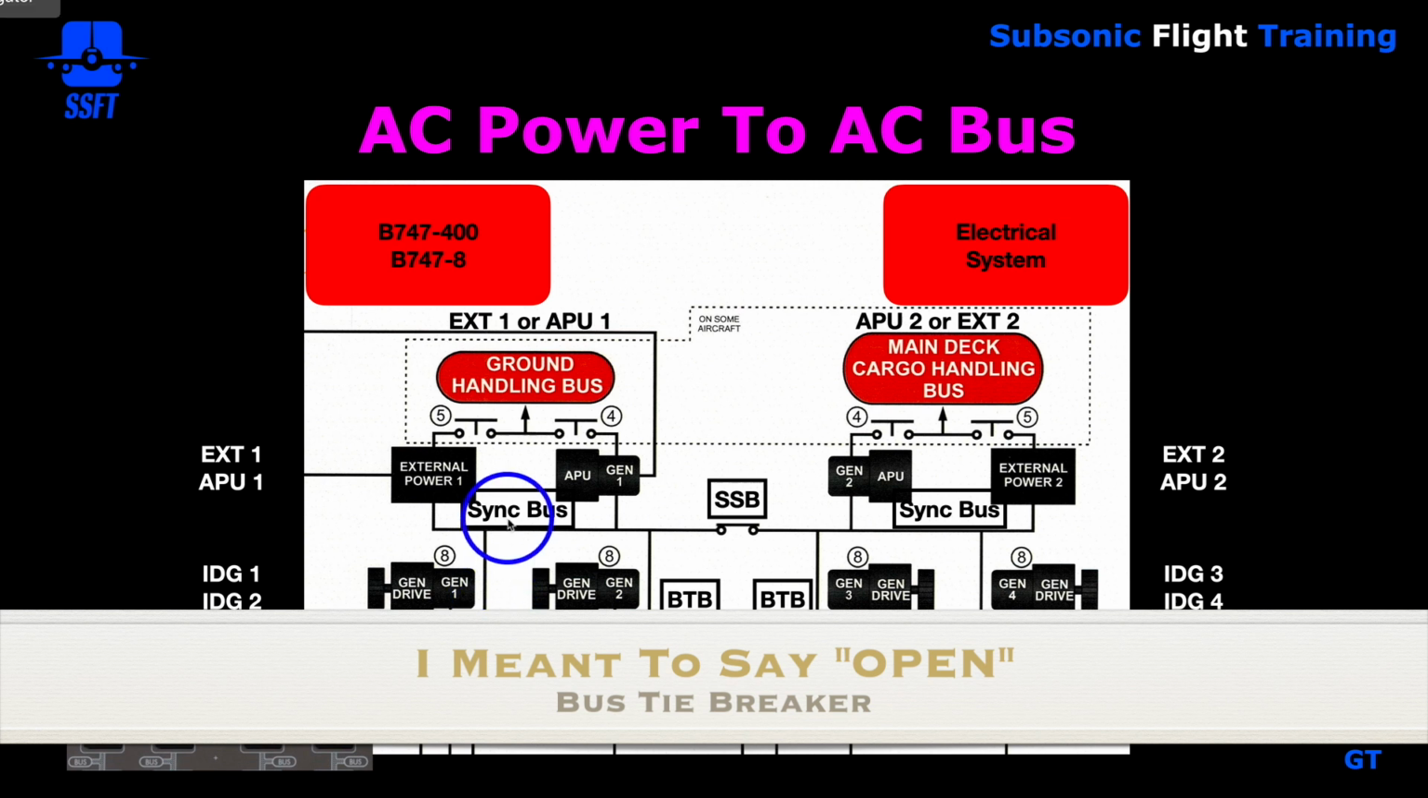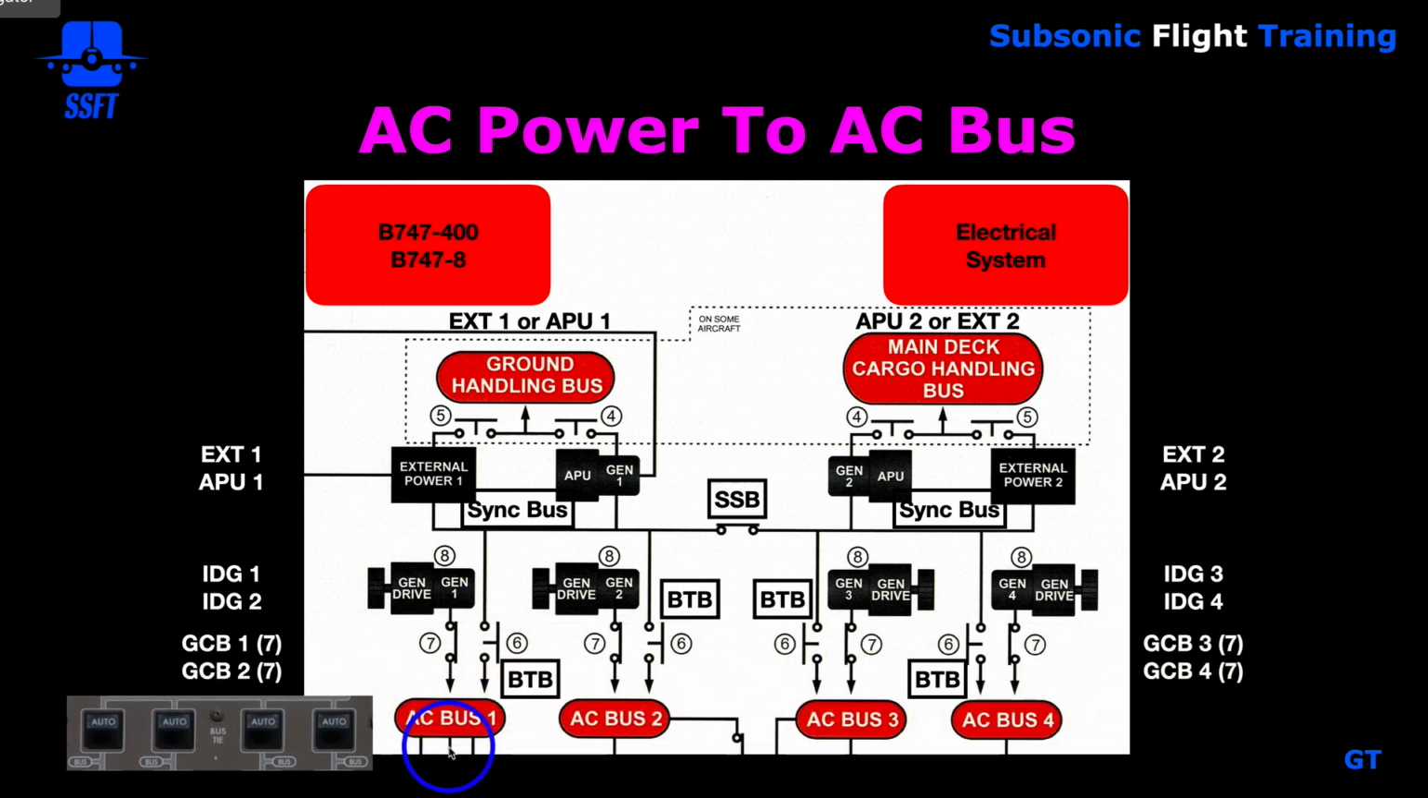AC power from the sync bus and allow the AC bus to take care of its own fault, and then the generator control breaker would probably also open up to isolate that AC bus, and that happens all automatically if there's a fault. So again, there's a ground handling bus, external 1, APU 1, main deck handling bus, external 2 or APU 2, and the 4 IDGs, or integrated drive generators, will power the AC buses through a generator control breaker, generator control switch, it's sometimes called.